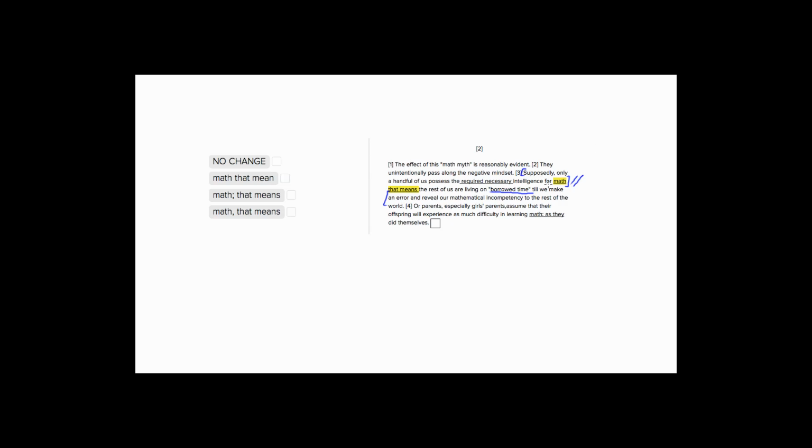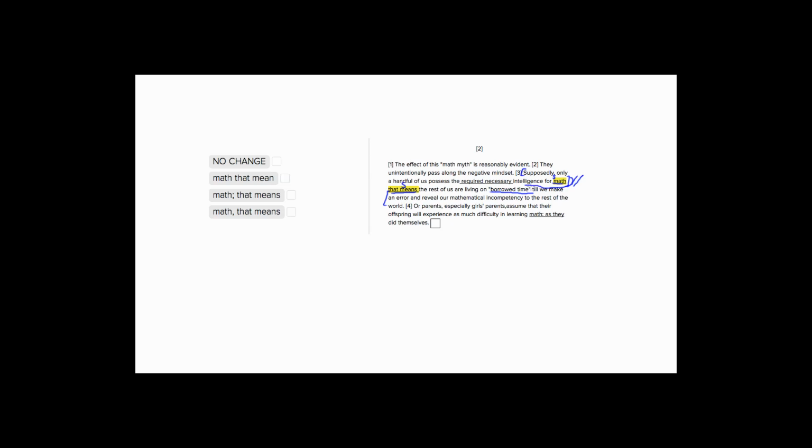Our first choice, we have math that means. So this is not great because even though math is singular and means of the verb is also singular, we don't want to talk about math meaning something. So we don't want to say that only some of us have the required math intelligence that means the rest of us are living on borrowed time. So having this math intelligence doesn't mean that the rest of us are on borrowed time.